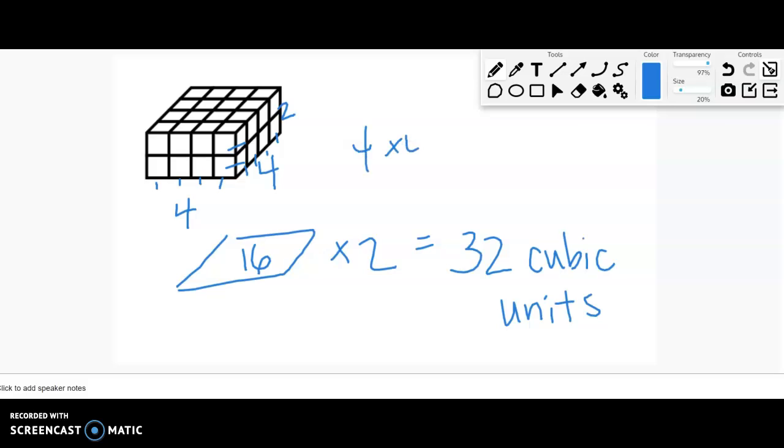4 times 4 times 2. Remember, you can think of it in layers, like the top layer, 4 by 4, and then I have 2 of them. This will come in handy if you have a shape other than a rectangular prism, like a triangular prism. You can find the area of the triangle and then multiply it by the height. We won't do those, but for future, store that away in your brain.